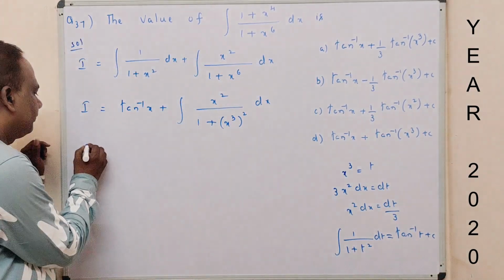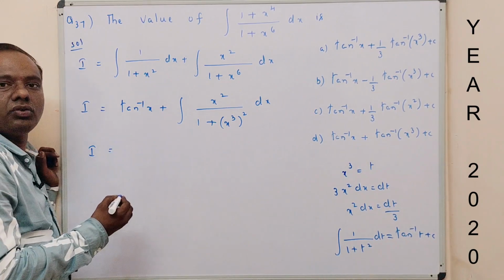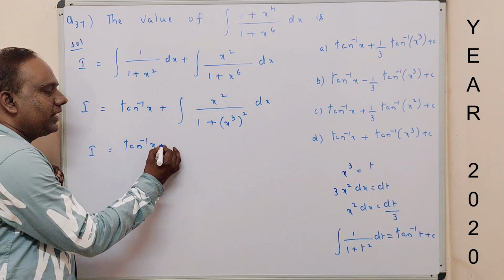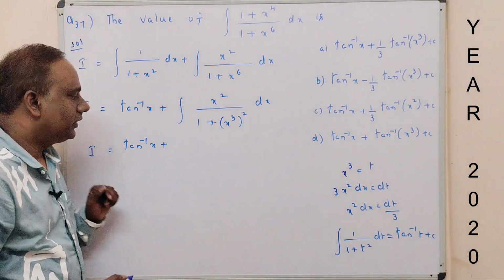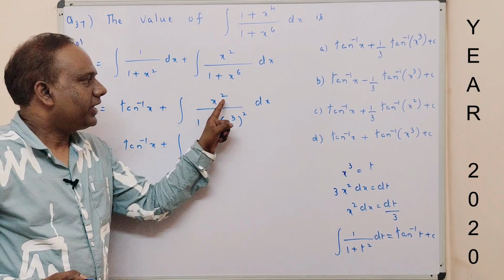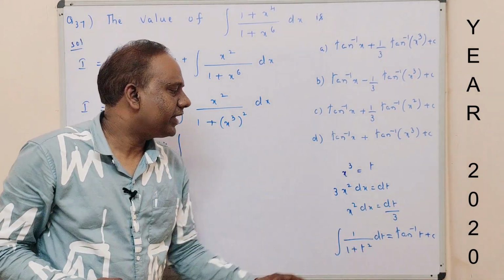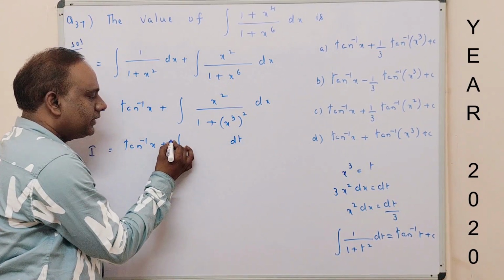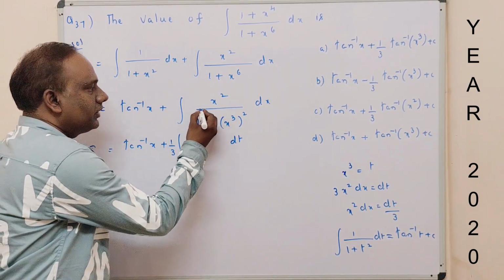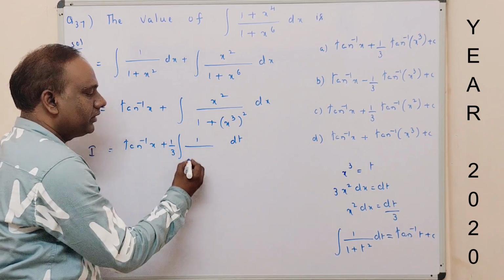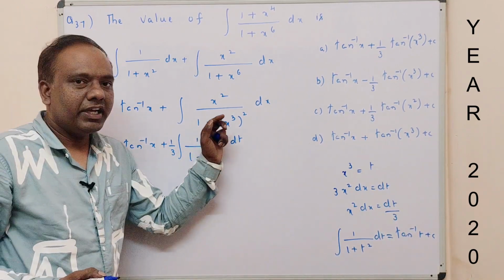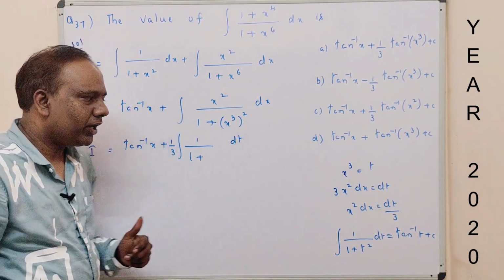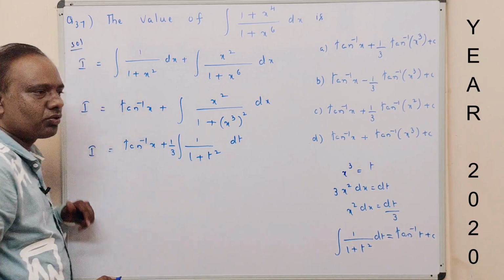So now I is equal to tan inverse x plus the integration of x square dx. x square dx is equal to dt by 3, so dt by 3 you write outside, and here the actual meaning is 1 by 1 plus x cube whole square. So here x cube is equal to t, and x cube whole square means t square.